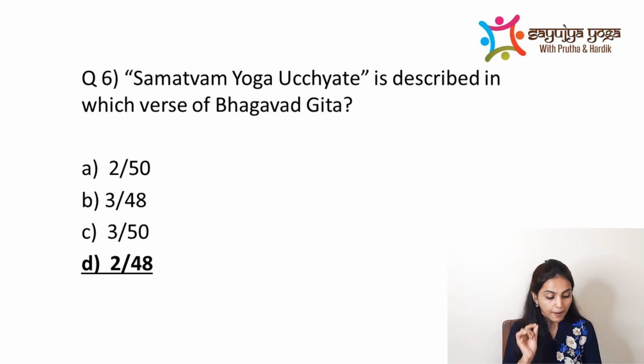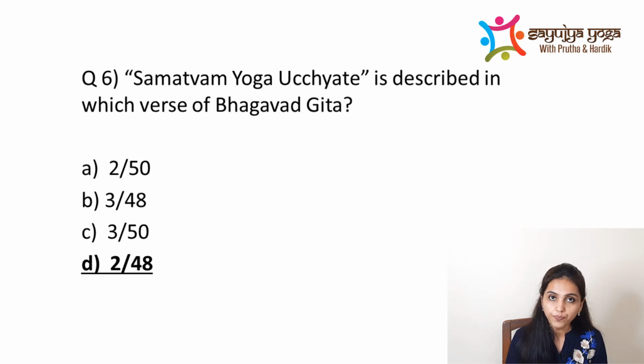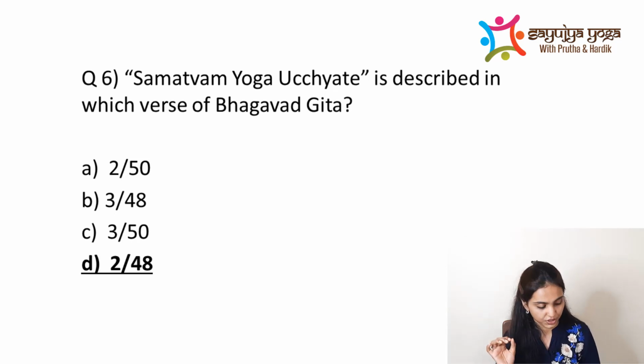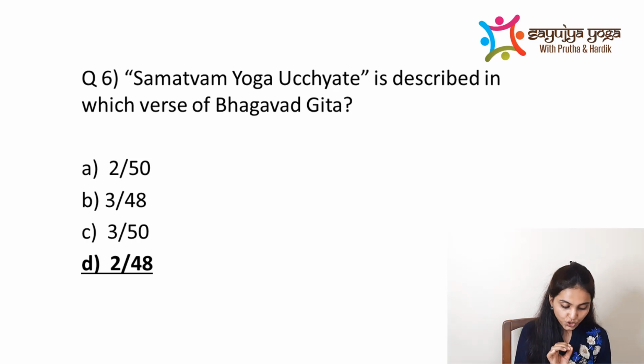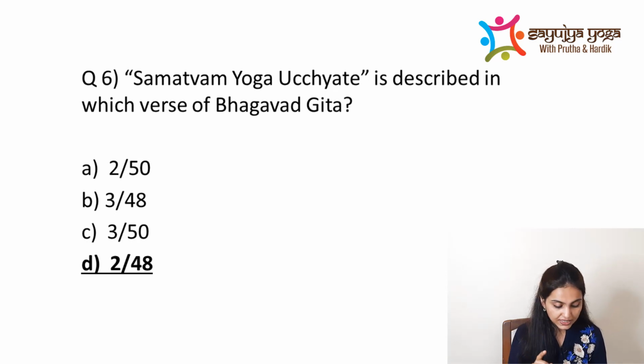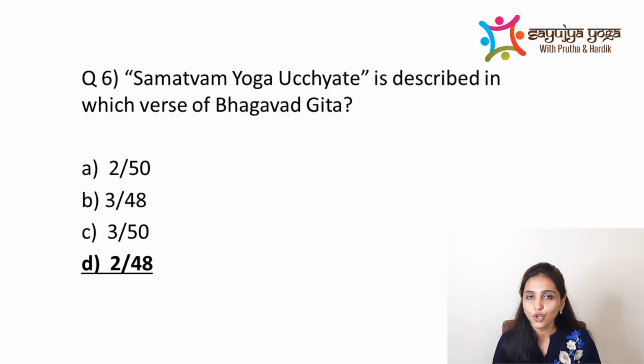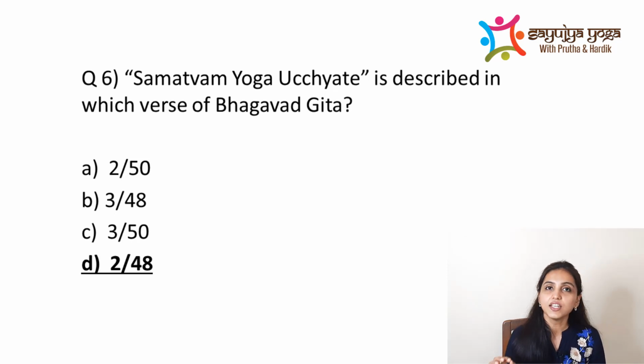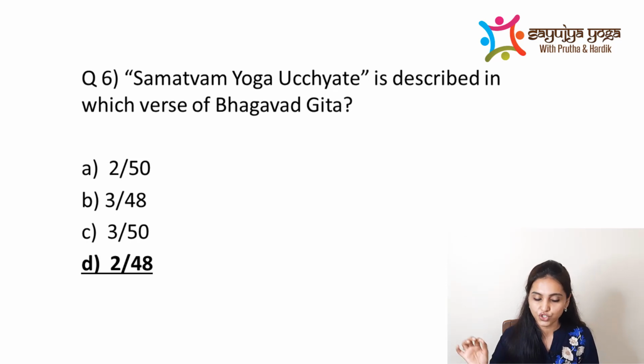It says that being steadfast in yoga, one must perform actions, abandoning attachment, remaining unconcerned about success and failure. This evenness of mind is known as yoga. Okay, so that is Samatvam Yoga Ucchyate.